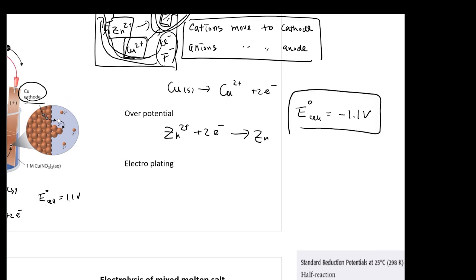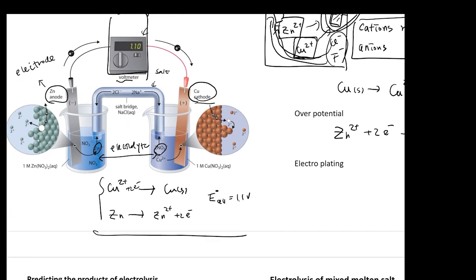Because you reverse the reactions, your E naught cell also changes signs. So you see a negative value for your electrolysis cell. If you just have a galvanic cell, this reaction will happen spontaneously: copper 2 plus becomes copper solid, and zinc becomes zinc 2 plus. This will happen spontaneously in a galvanic cell.